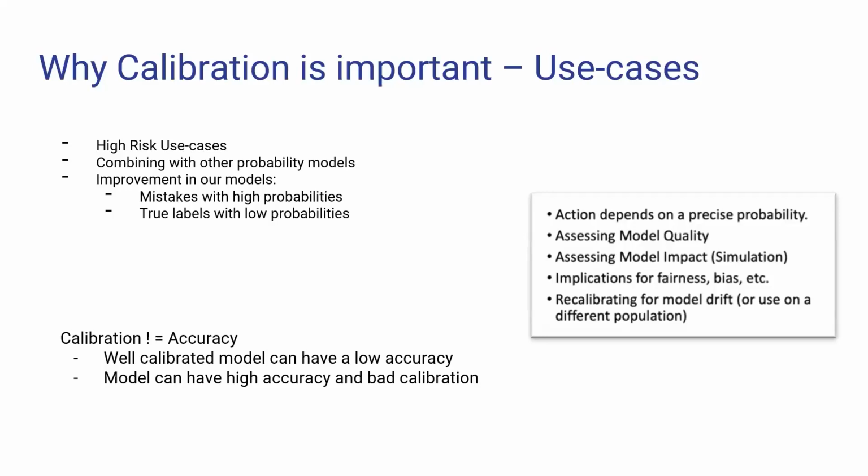Okay, so there are 2 terms. A model can have a high accuracy and can have bad probabilistic estimated values, right? Now, when we talk about this, all the action depends upon the precise probability. What do I mean by it?